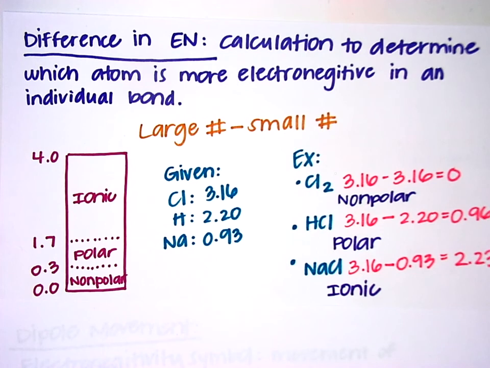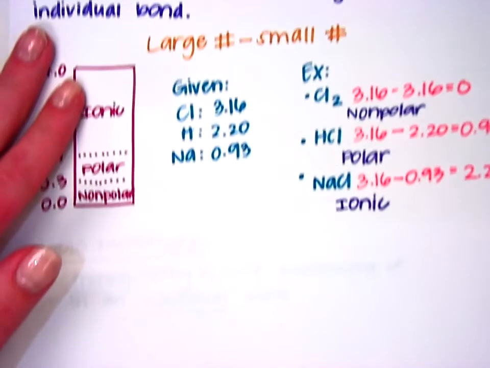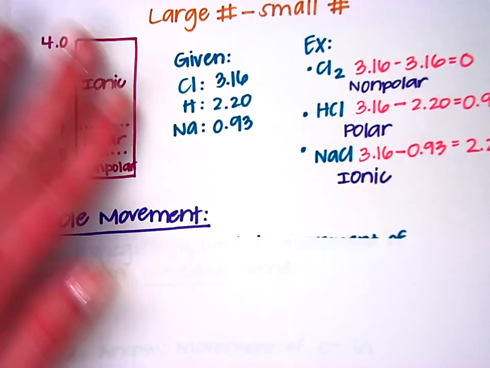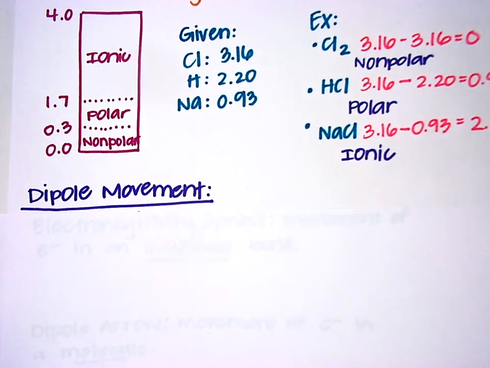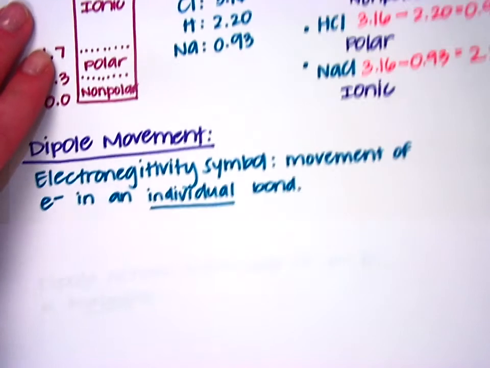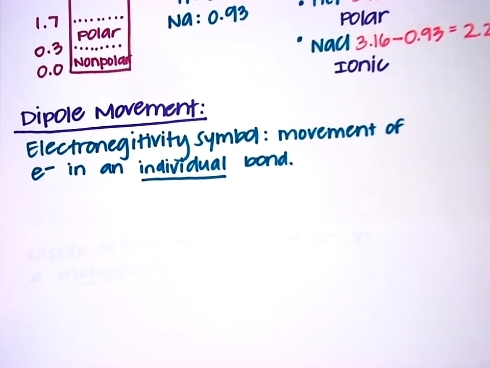We use that difference in electronegativity to help us draw the dipole movement. So dipole movement is basically going to be a drawing of the movement of those electrons. So it might involve Lewis dot diagrams or what we talk about later, VSEPR diagrams. There's 2 ways to do it. The first way is an electronegativity symbol. And electronegativity symbols are going to show us the movement of electrons in an individual bond. So when I say individual bond, remember I mean one little piece of that Lewis dot diagram.